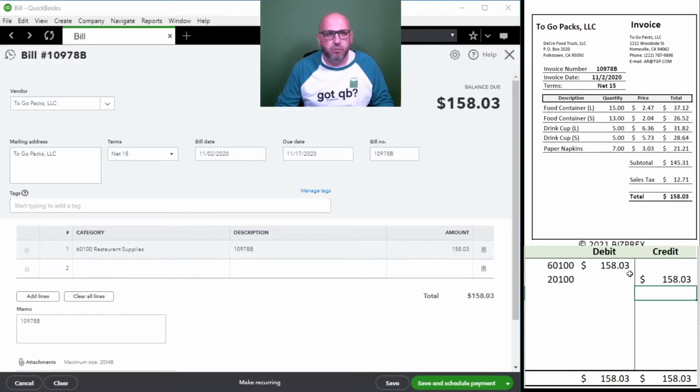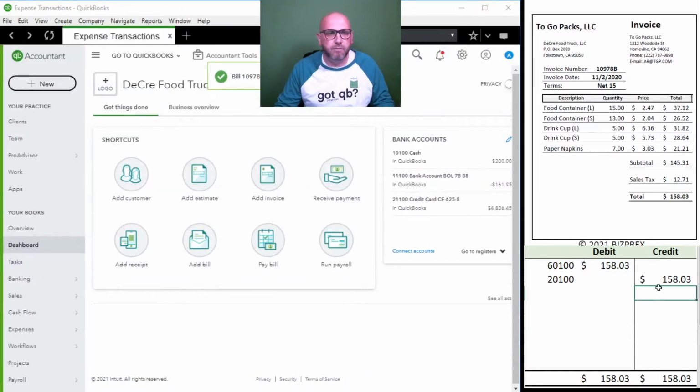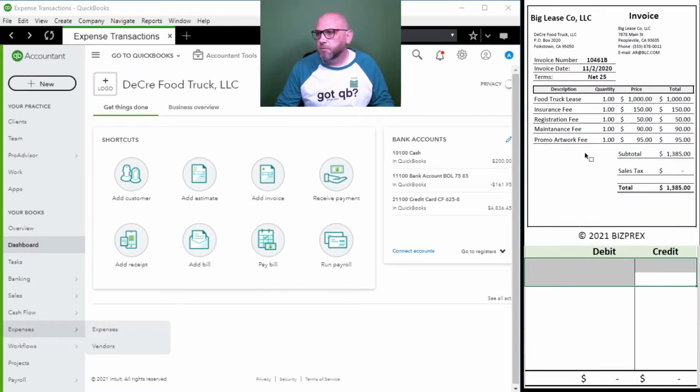Nevertheless, it's there. It's important to understand because when we pay, we will not touch the expense account. We will only offset the accounts payable, right? So anyway, here it is. We're entering this bill. Save. Back to this. What else? We have another bill to enter, right?